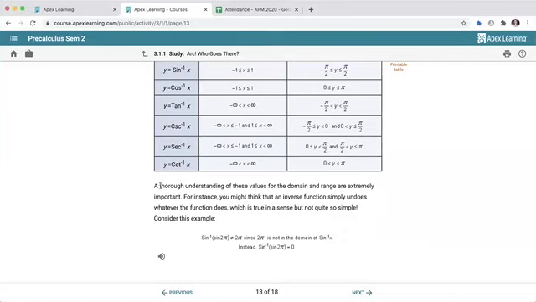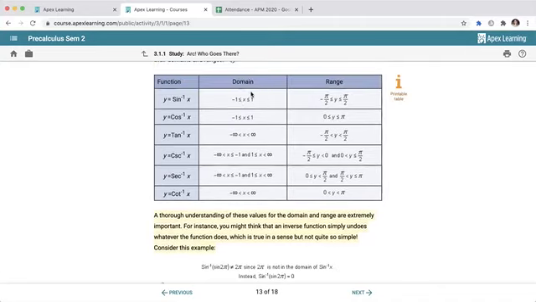And for example here, it says a thorough understanding of these values of the domain and range is extremely important. For instance, you might think that an inverse function simply undoes whatever the function does, which is true in a sense, but it's not so simple. Because for example here, if I have capital inverse sine of sine of 2 pi, it cannot equal 2 pi, because 2 pi is not within this domain here.